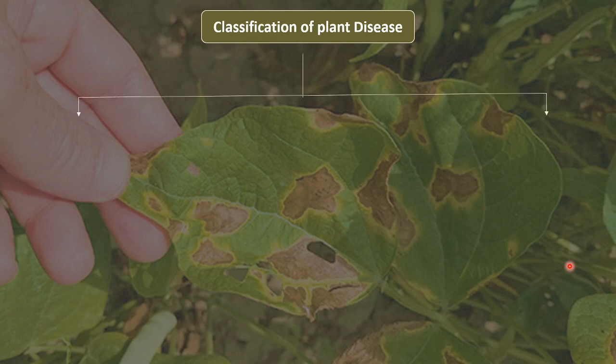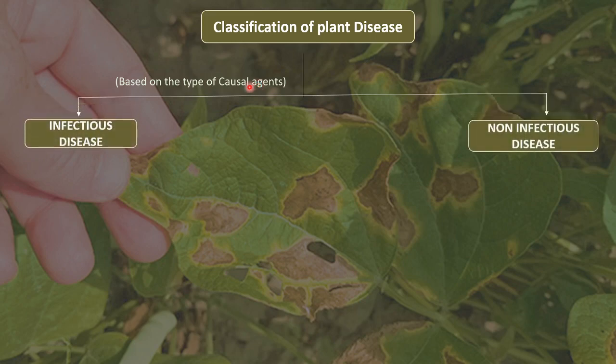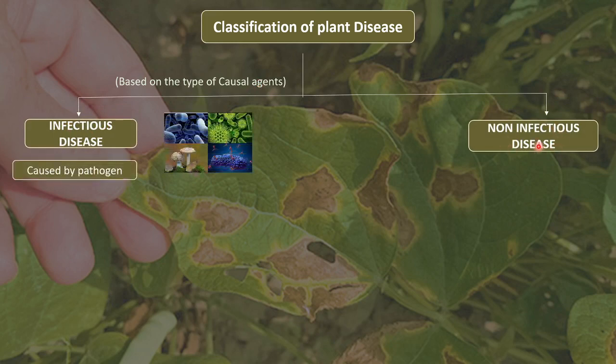The very first classification of plant diseases that we are going to study today is based on the type of causal agents, that is, what are the agents that are actually causing the plant disease. These are of two types: infectious disease and non infectious disease. Infectious disease, as the name itself suggests, can cause infections, right? So this disease is caused by pathogens, that is, it is caused by biotic factors.